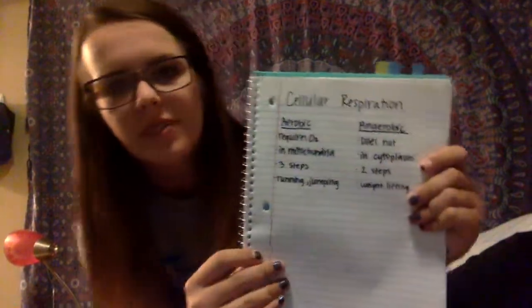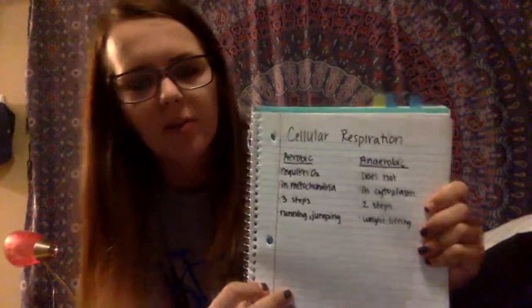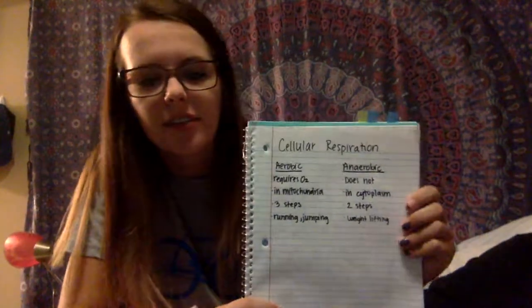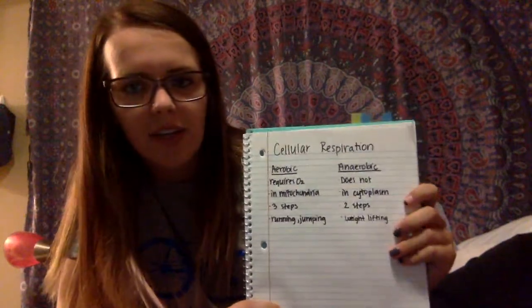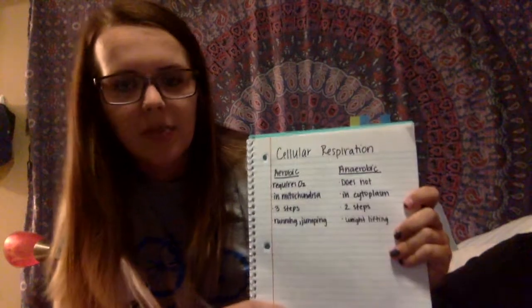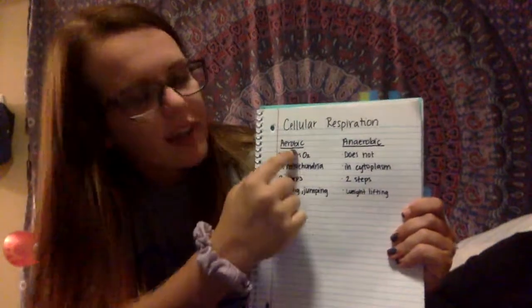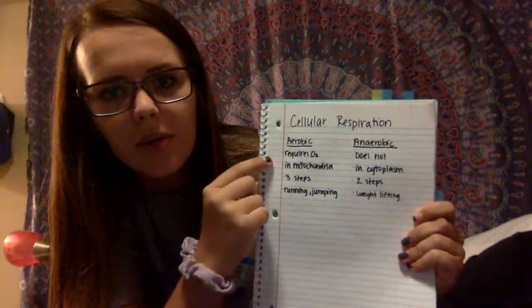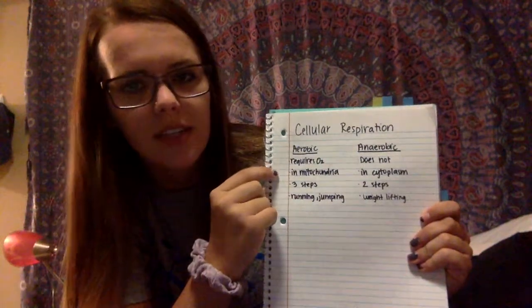This is my video over cellular respiration. I made this little table that compares aerobic and anaerobic respiration. Cellular respiration is processes that happen in a cell that take energy and turn it into ATP so that cells can use it. Looking at anaerobic and aerobic, aerobic obviously requires oxygen while anaerobic does not.